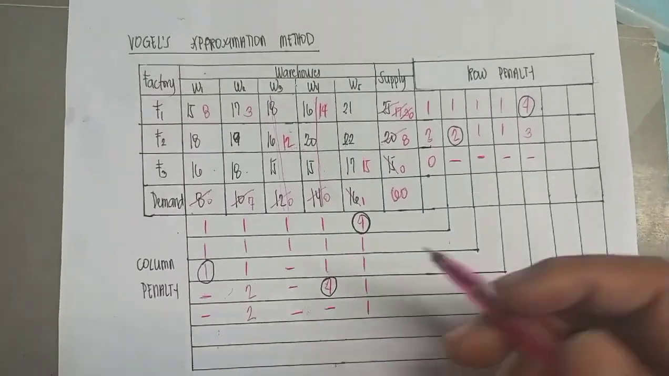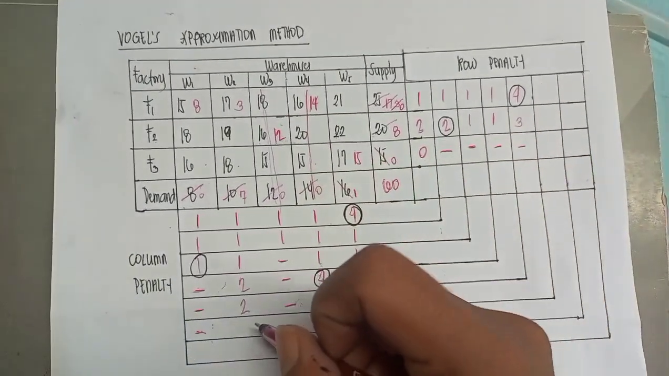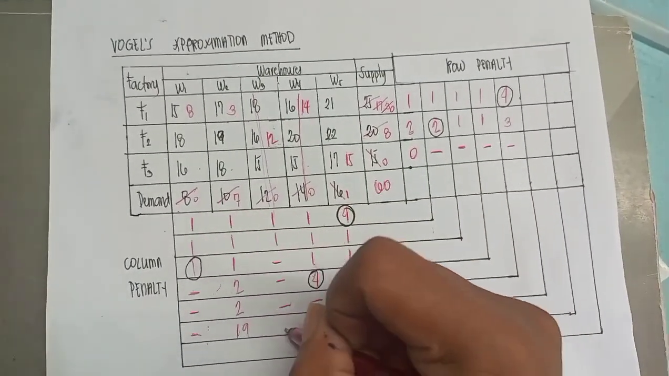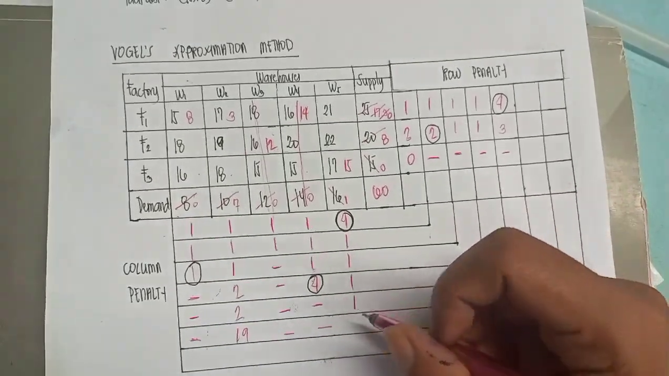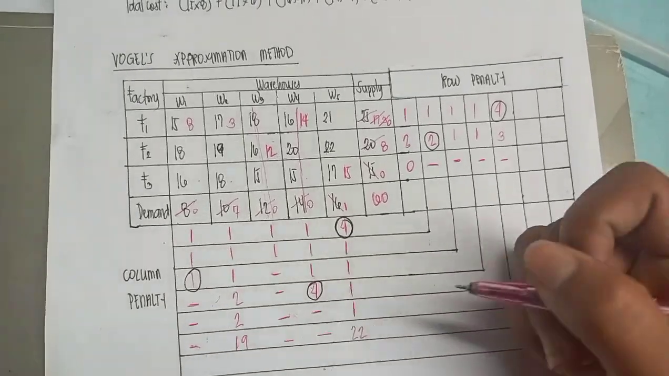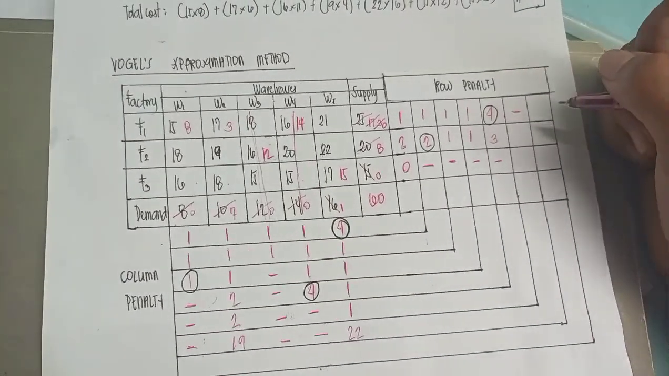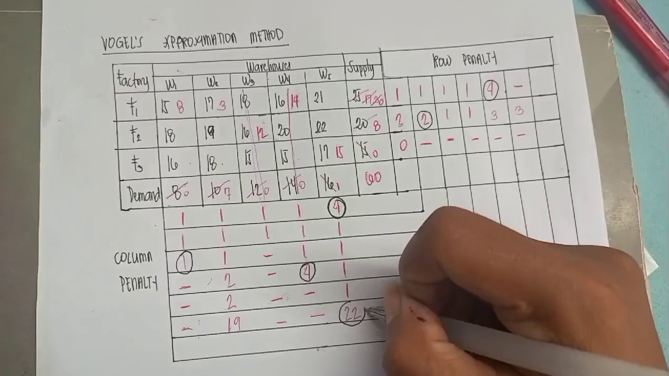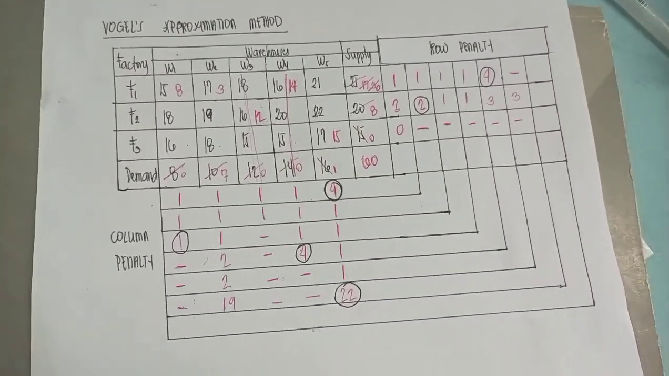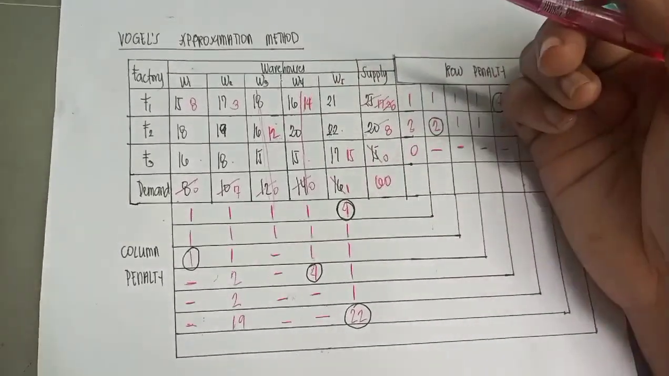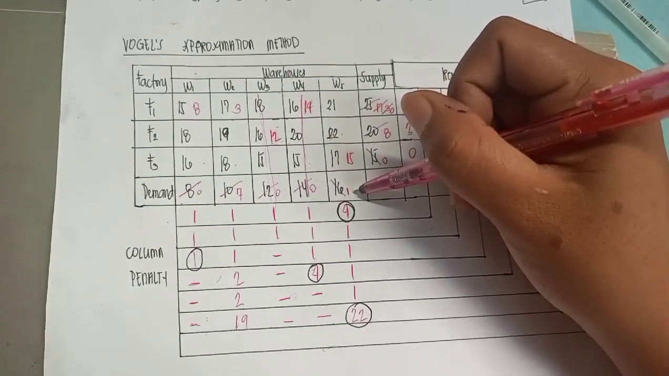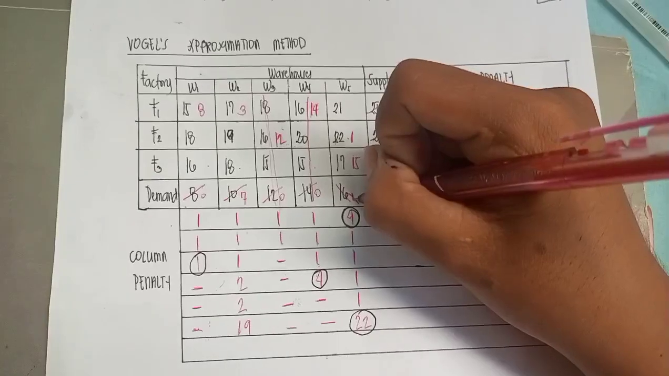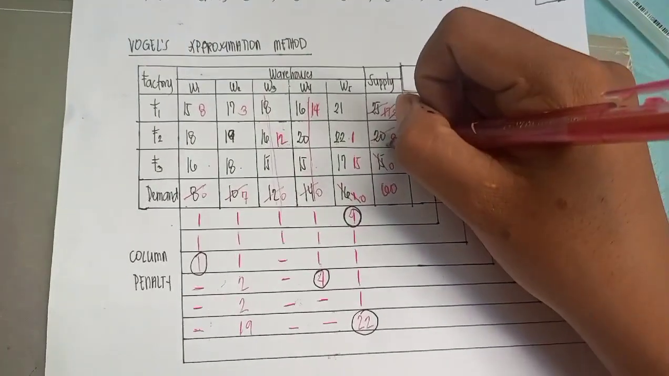Next, dash. Here, we are only left with 19. Then, dash, dash. The W5 column is also left with 22. In the row, we have dash, 3, and dash. The maximum penalty is 22, so we will choose W5. The least cell here is 22. Since we are left with 1 in our demand, we will allocate it here. Then this demand is fulfilled and the supply remains with 7.